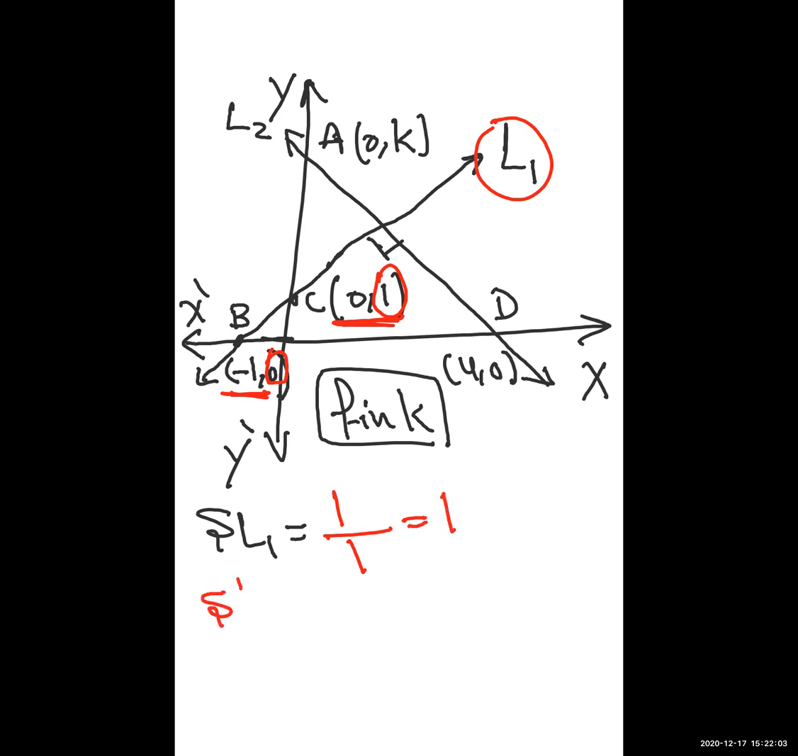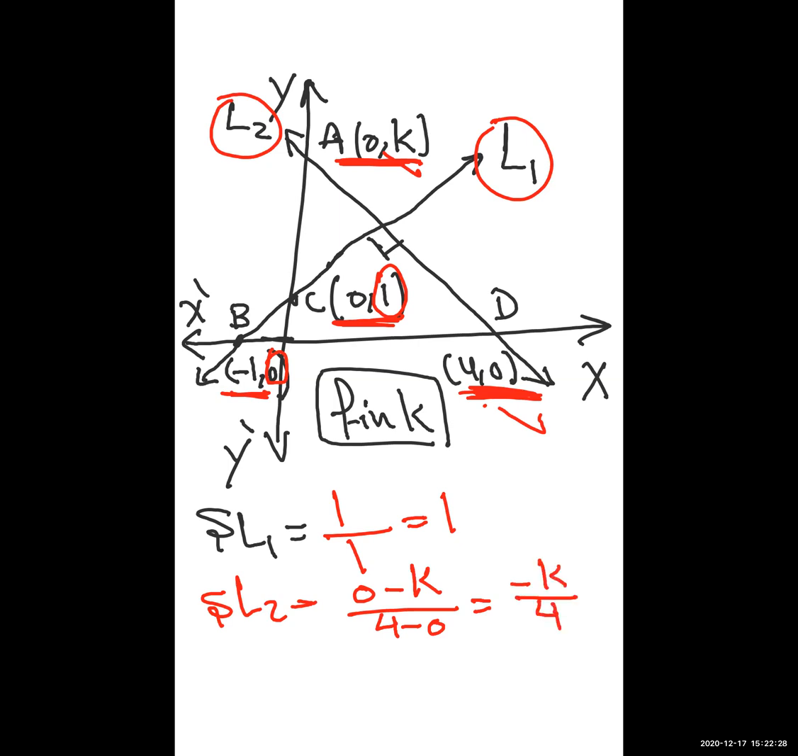Then the slope for line 2. Where is line 2? This one. The points are one point A and one point D. So it will equal 0 minus K over 4 minus 0, which equals negative K over 4. So now, slope 1 times slope 2 will equal negative 1 because they are perpendicular. Slope 1 is 1, slope 2 is negative K over 4. So negative K over 4 times 1, the product of the two slopes, will equal negative 1.